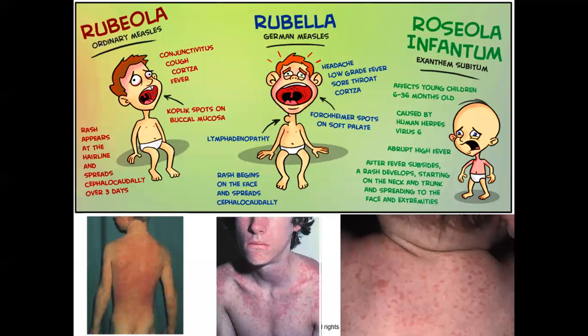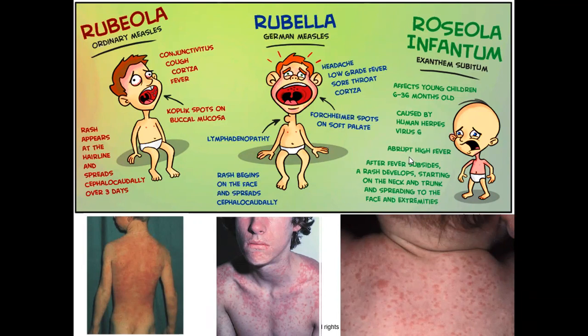The red spots start on the face, then spread to the rest of the body, and can lead to birth defects if the mother is infected. Rubella begins on the face and spreads in a cephalocaudal direction. And Roseola, the last one here, affects young children 6 to 36 months old and is caused by human herpesvirus type 6.